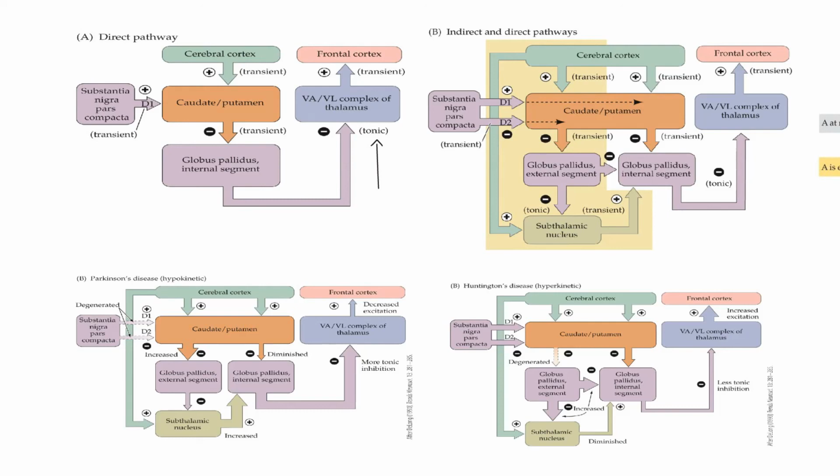This leads to a less inhibitory input to the VA and VL complex of the thalamus, so it increases its excitatory output to the frontal lobe, turning on the motor cortex to a hyperkinetic state. This causes all types of extreme abnormal movement that the patient cannot control. This disease is progressive and fatal. There are some medications that can be used to lessen the symptoms, but there is nothing available that will change the course of the disease.